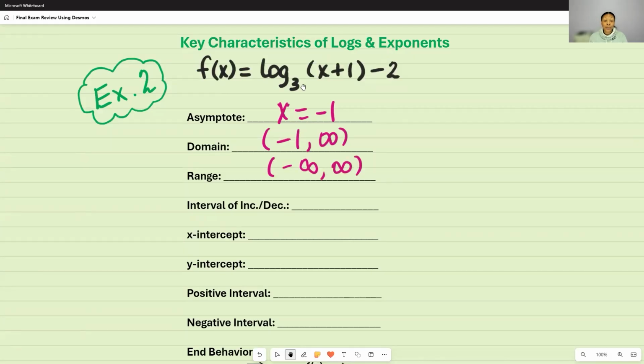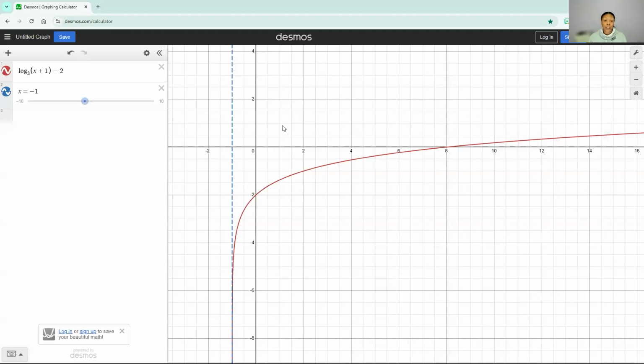My interval of increase or decrease is the same as my domain. But which way am I going? Am I increasing or decreasing? I am increasing. I'm never decreasing. And I'm increasing from -1 to positive infinity.